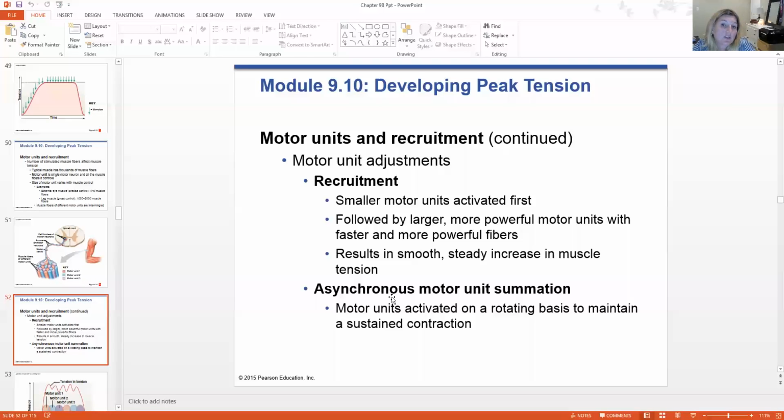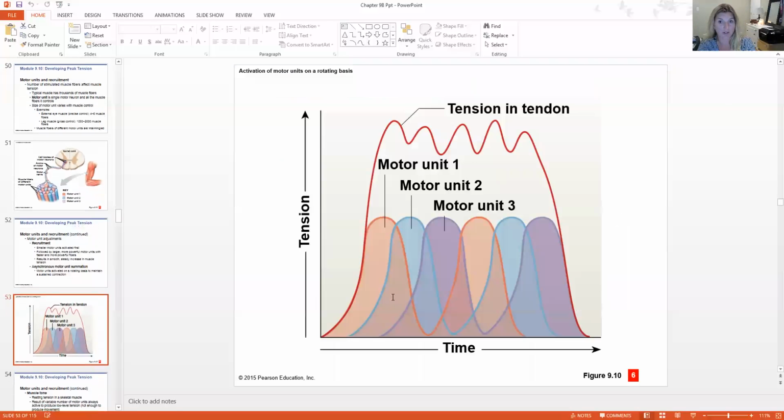There's also asynchronous motor unit summation. This is because the motor units are rotating to maintain that sustained contraction. So we call it asynchronous. They're not really synced up with each other. They do their own thing at their own time. So it's prohibiting that wave summation that we saw. So again, the tension in the tendon is relatively high, but the tension in the muscle fibers is not.